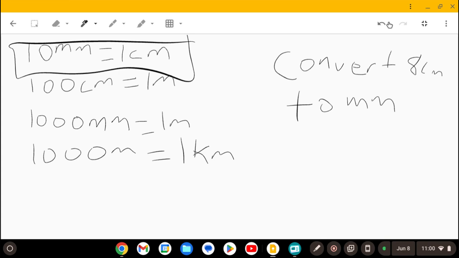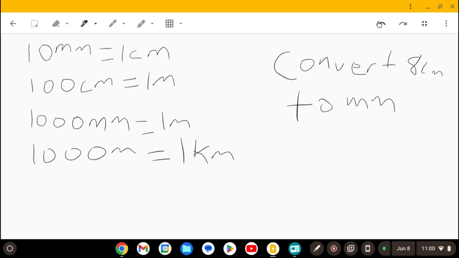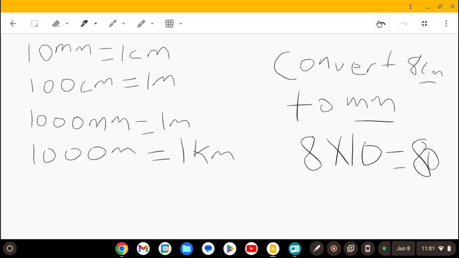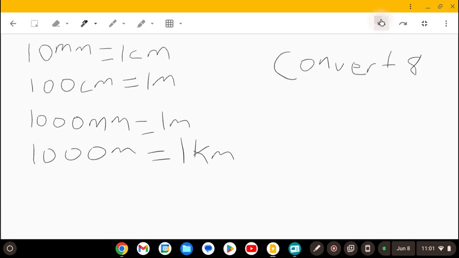Now to determine if we're going to multiply or divide, we need to see which one is bigger or which one is smaller. So centimeters are bigger than millimeters, which means that we'd multiply, because when we're going from a large into a smaller unit, we'd multiply. So 8 times 10 would give us 80, and it's no longer centimeters, we converted from centimeters to millimeters. So 8 centimeters in millimeters would be 80 millimeters.